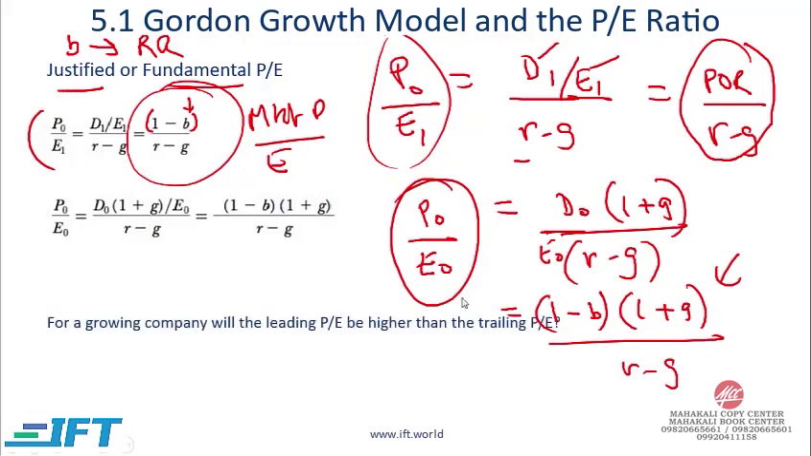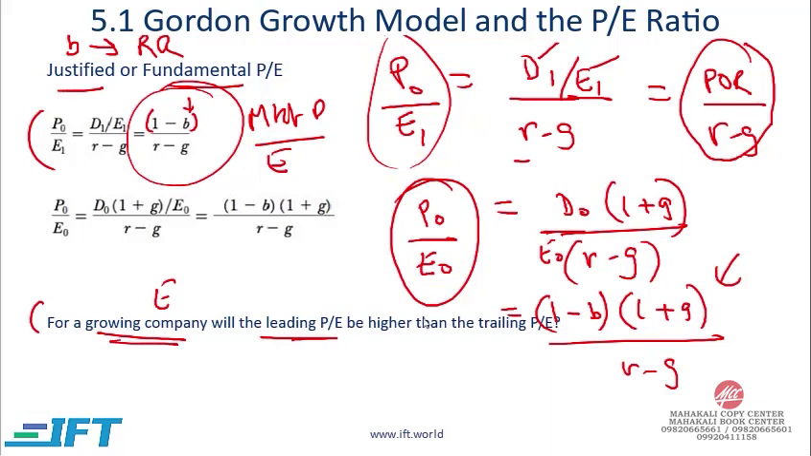Now here is a basic question. For a growing company, will the leading PE ratio be higher than the trailing PE? Alright, so this is an important question. When I say growing over here, I mean that the earnings are growing and the dividends are growing. So given that assumption, the leading PE will actually be lower than the trailing.